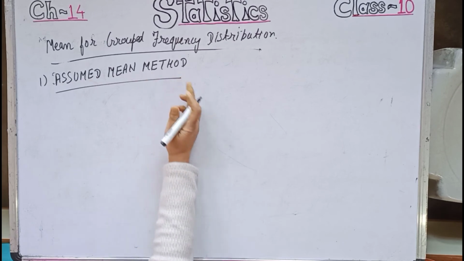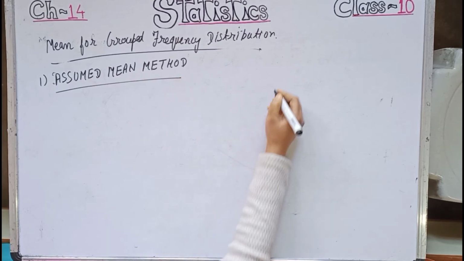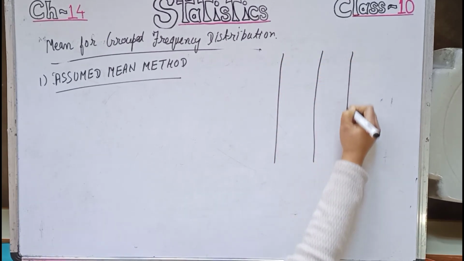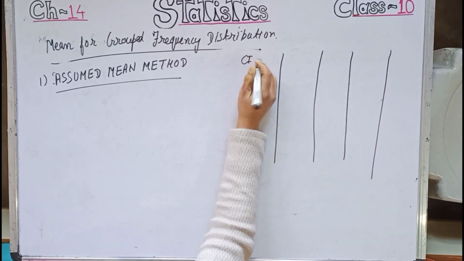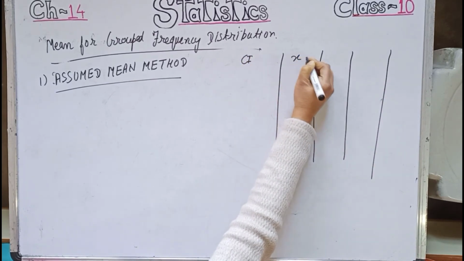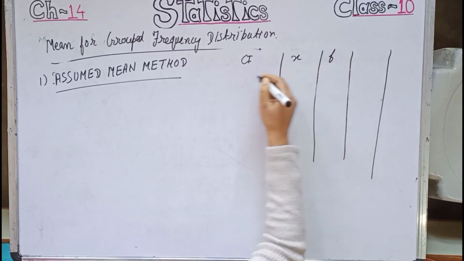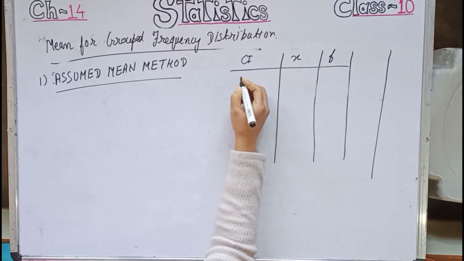Now as the name suggests, assumed mean, so we have to assume a mean. In this also, let us make a dummy table. The class interval will be given, then you will make the x, that is the variate or the class mark, then f will be given.